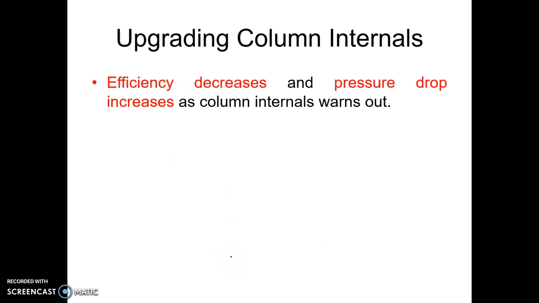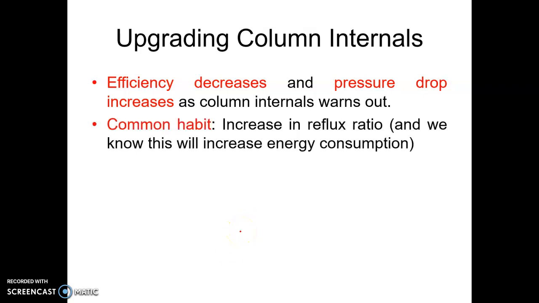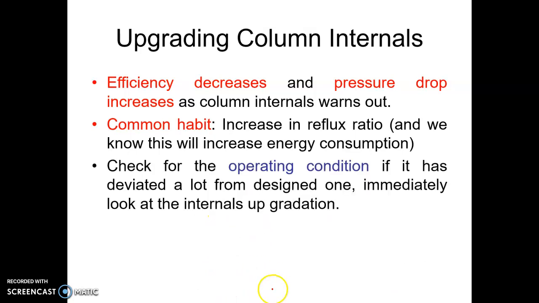Upgrading column internals. Most of the time we see that our column internals are worn out, and one of the easiest ways to find that out is the pressure drop across the column. But what generally happens is that when the column internals are wearing out, it directly impacts the performance of the column. So generally, as the performance goes down, that means the purity will go down, and to maintain the purity, we increase the reflux ratio, and we know that increasing reflux ratio is nothing but increasing the operating cost through the energy cost.